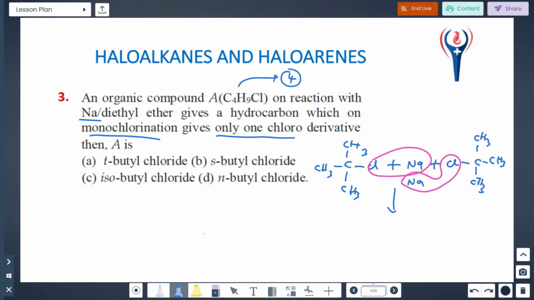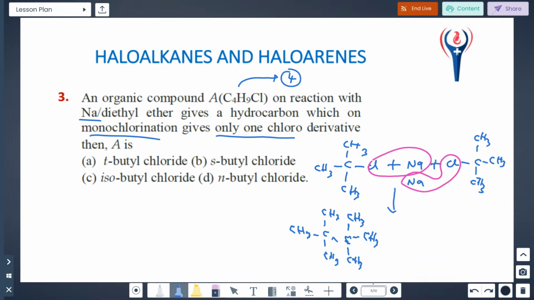Here CH3, CH3, here also CH3, then C, here also CH3, here also CH3. Then this hydrocarbon, which on monochlorination gives only one monochloride derivative, that's the question. Wherever you replace hydrogen by chlorine, the compound will be the same.